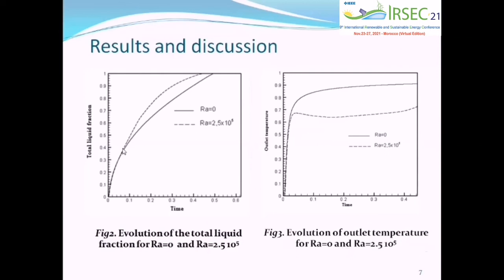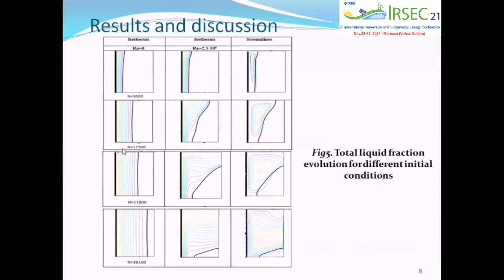Also, the effect of natural convection can be illustrated by the behavior of the temperature at the outlet of the channel in Figure 3. Indeed, for Rayleigh number equals 2.5 times 10 to 5, the thermal transfer of the fluid to the exchanger is greater, which causes a thermal gradient between the inlet and the outlet of the channel.